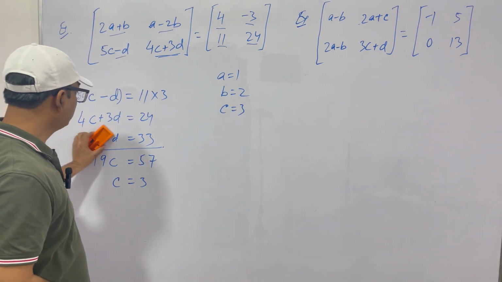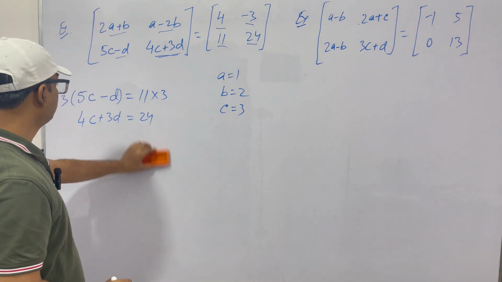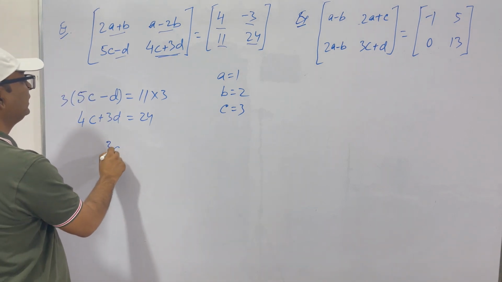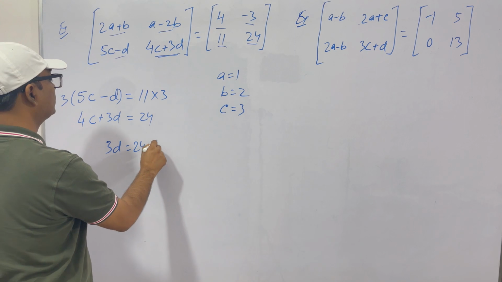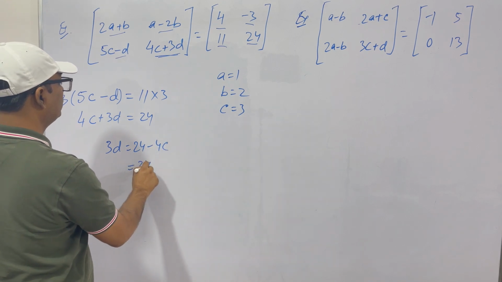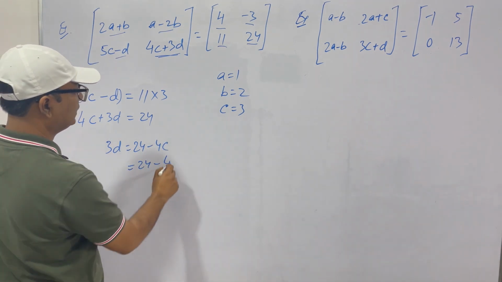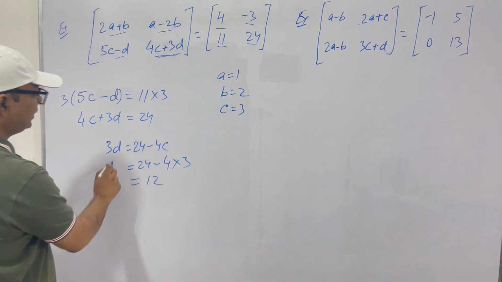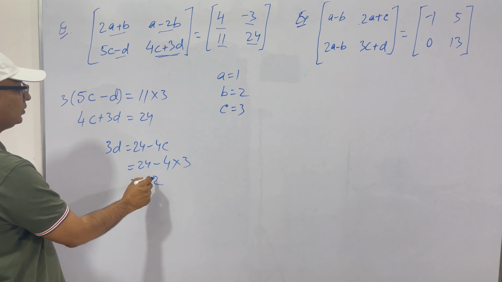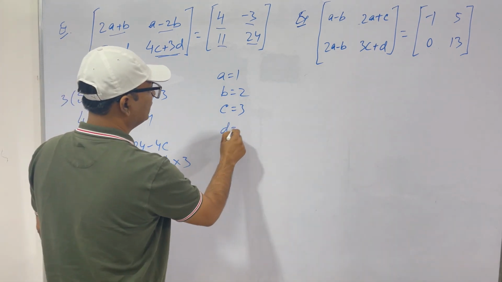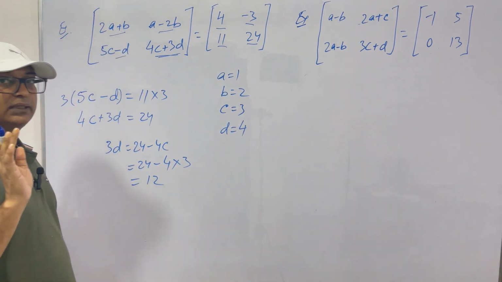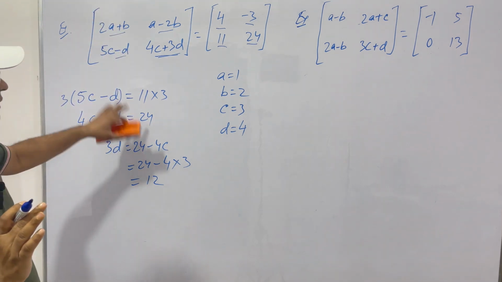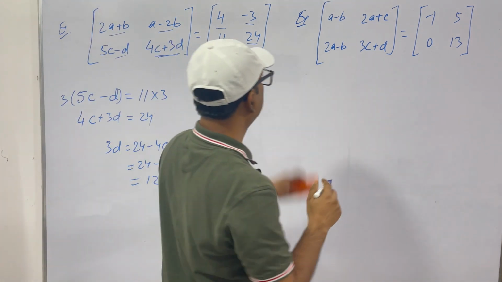Then from any of the equations, you put the value of c. Let's say this one, 3d is equal to 24 minus 4c. That is 24 minus 4 cross c. What is c? 3. 12. So 24 minus 12, 12. 3d is 12. So d is 12 by 3, that is 4. So we have got our result. Clear? We have solved this question. Now let's see the second question.